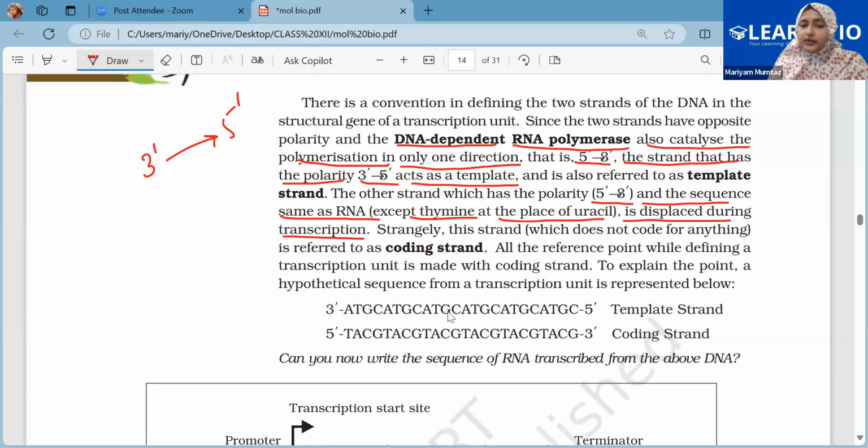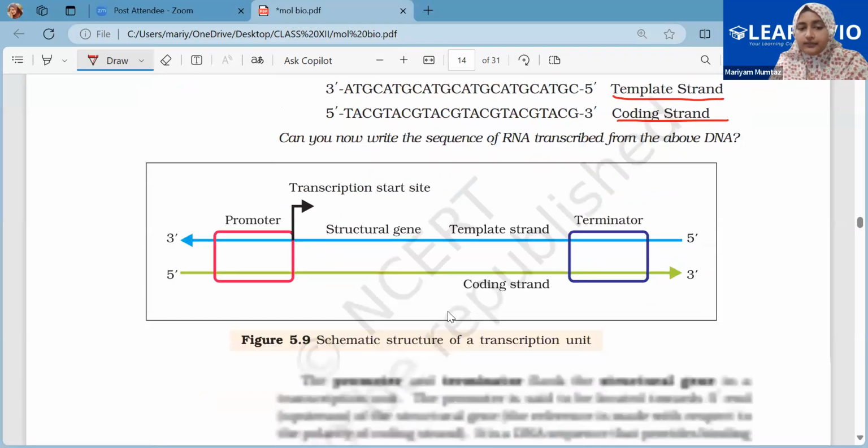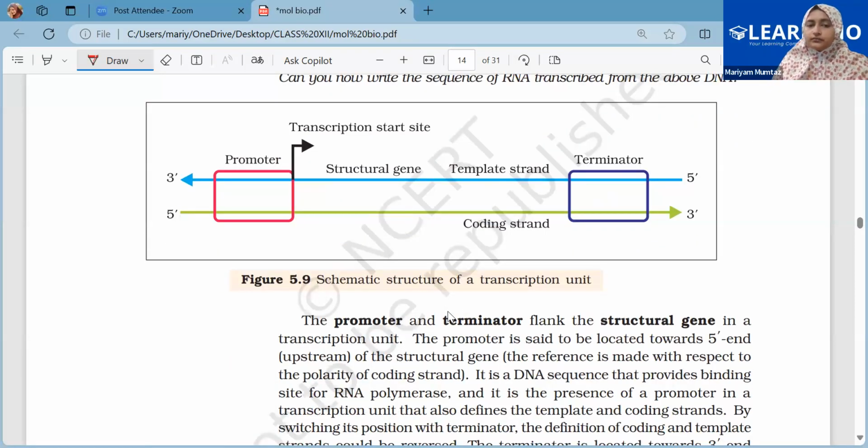To explain the point, a hypothetical sequence from a transcription unit is represented below. First will be the template strand, and adjacent to it will be the coding strand. But remember, do not go with the name. The coding strand does not code for anything. Now here there will be the presence of the promoter. This is the structural gene, the template strand, and then there will be the terminator. The promoter and terminator flank the structural gene in a transcription unit. Flank means they are present on either side or either end.